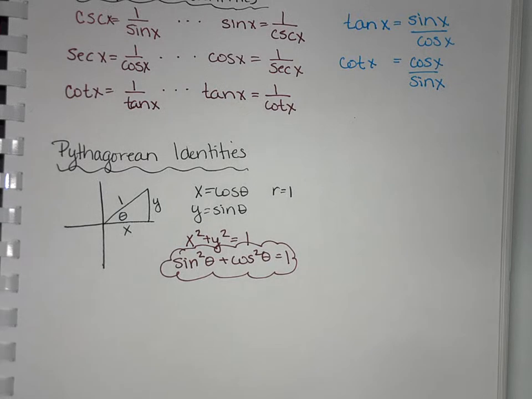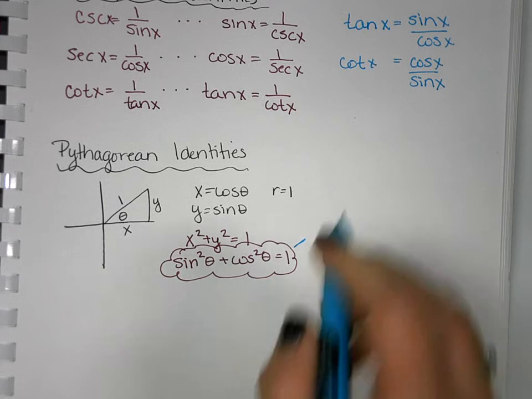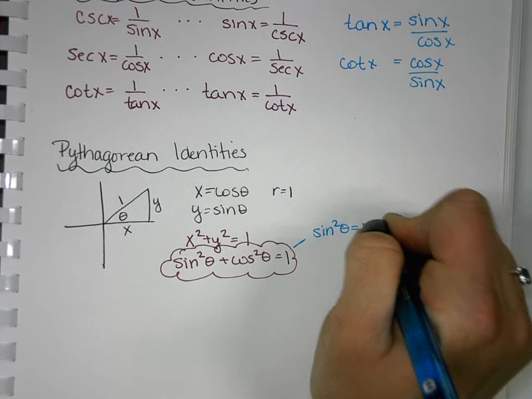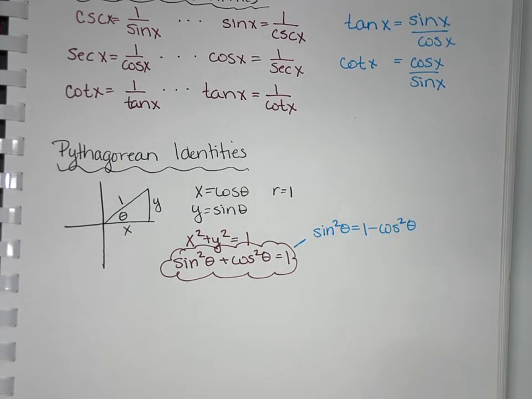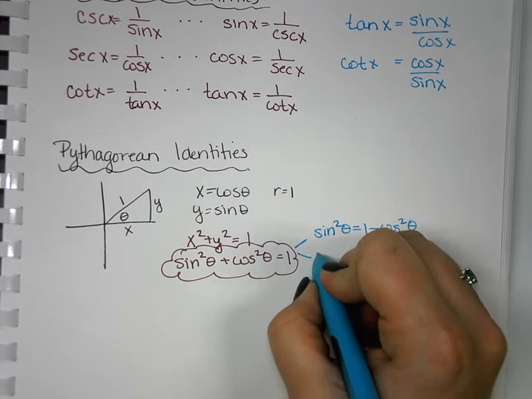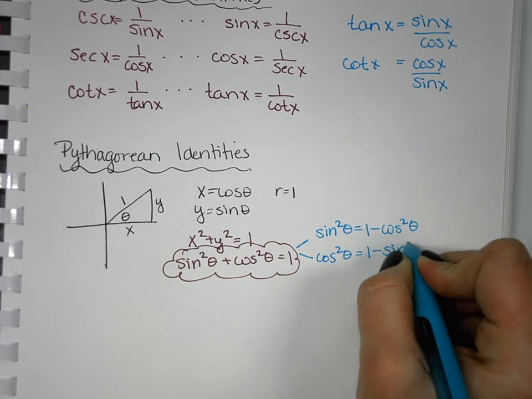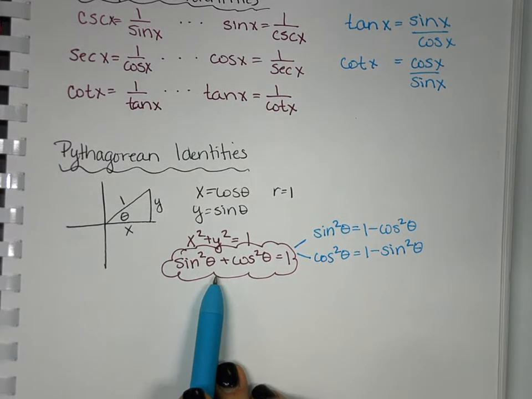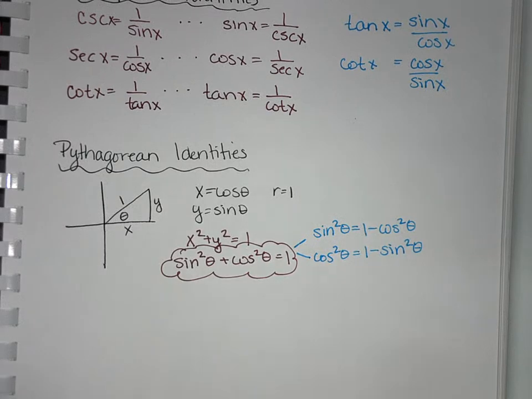Now, one of the things you want to be aware of is that we can change the way this looks. If we were to solve for sine squared, that would be 1 minus cosine squared. These are the same identity, just solved for something different. You can also solve for cosine squared, which would be 1 minus sine squared. So again, these two are just rewritten forms of this one trig identity.